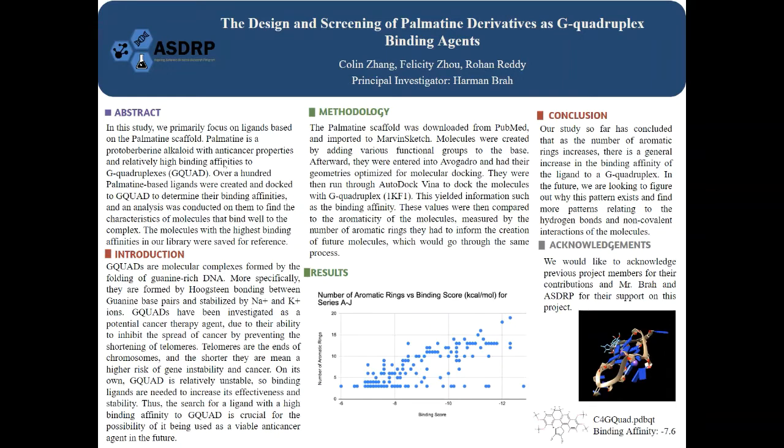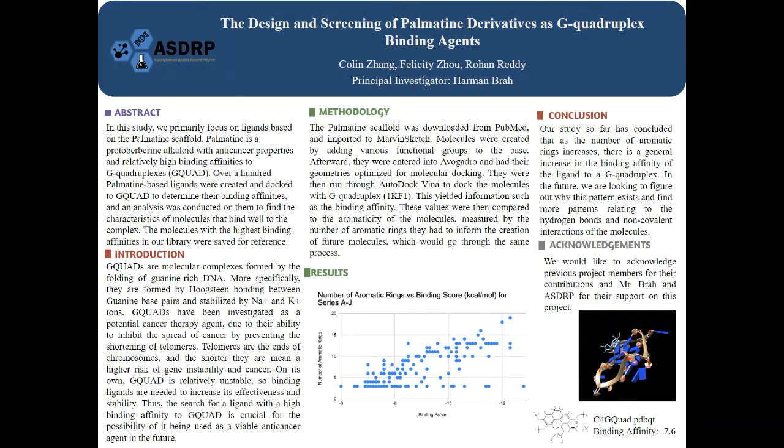G-quads or G-quadruplexes are molecular complexes formed by the folding of guanine-rich DNA. They are formed by Hoogsteen bonding between guanine base pairs and stabilized by Na+ and K+ ions. They have been frequently investigated as a potential cancer therapy agent due to their ability to inhibit the spread of cancer by preventing the shortening of telomeres, which are the ends of chromosomes. And generally, the shorter the telomeres are, the higher the risk of gene instability and cancer.